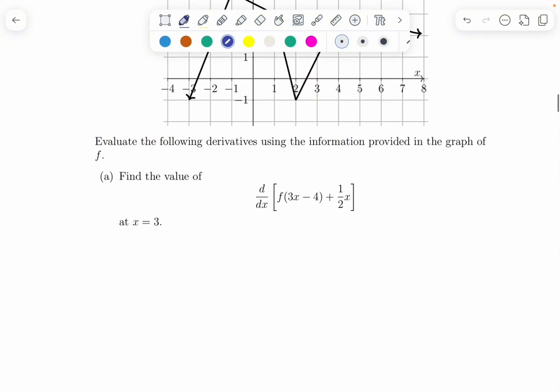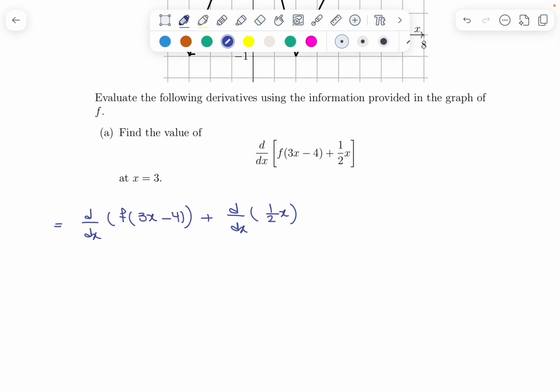First of all, you need to apply the sum rule. By using the sum rule, the derivative of this function would be the derivative of the first function, the derivative of f of 3x minus 4, plus the derivative of the second function, 1/2 times x. Now to find the derivative of this function, you must apply the chain rule because you have a function inside another function. You have 3x minus 4 inside f. Therefore, you need to use the chain rule. By using the chain rule, the derivative of this function would be the derivative of the outside function. The outside function is f. The derivative of f is f prime.